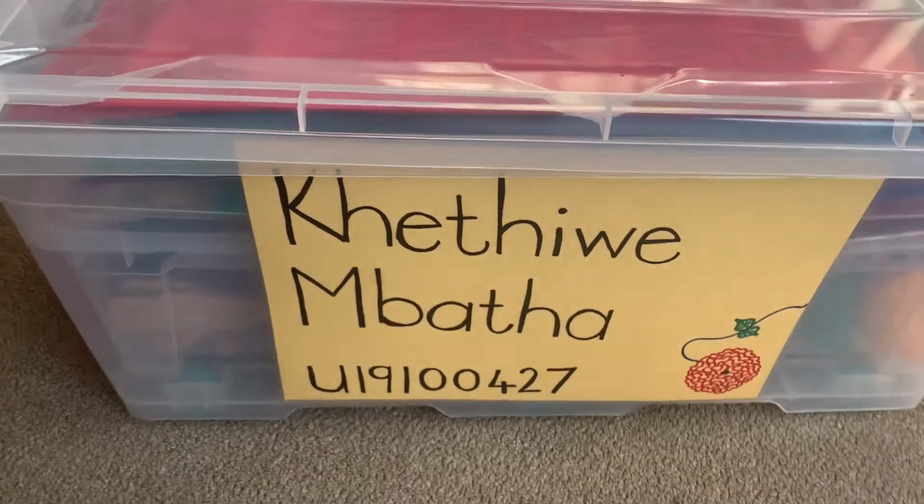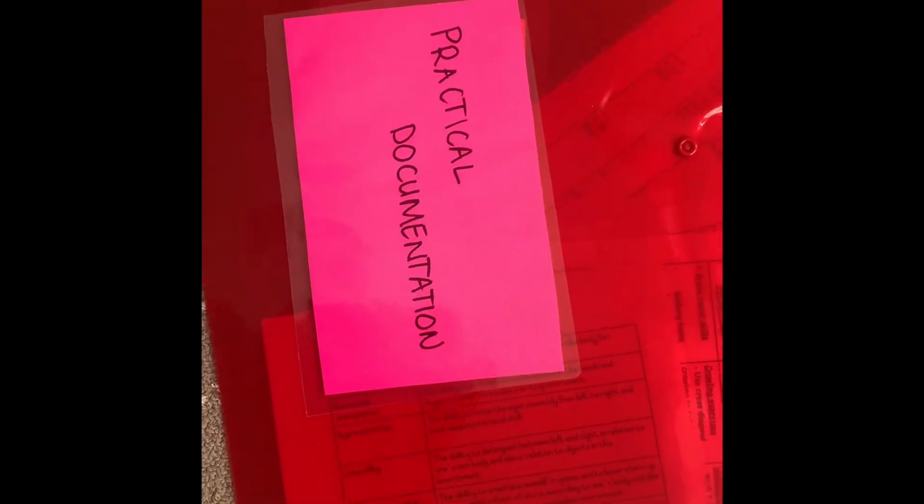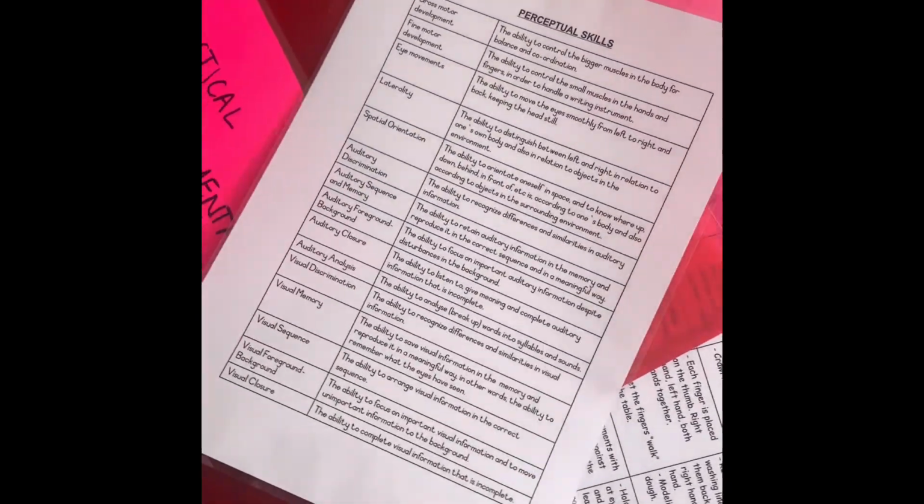In today's video, we'll be talking about visual discrimination, visual sequence, visual memory, visual foreground and background, and visual closure. Here is my resource box. We first have the practical documentation, which consists of all the practical documents that you will need. We have the perceptual skills that explains everything explicitly. And then we have for the perceptual skills, auditory perception, and then finally for the visual perception.